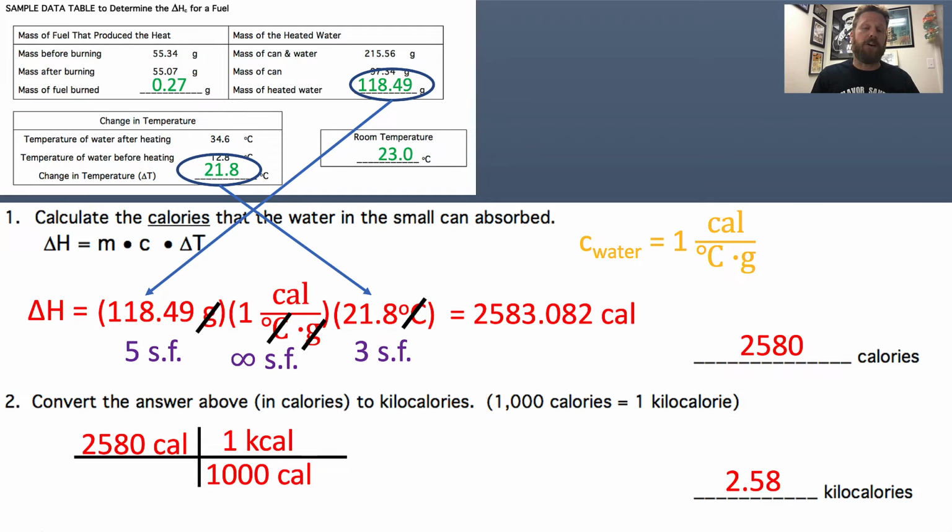Understand what this value means. When 0.27 grams of fuel is burned, 2.58 kilocalories of energy is released. We are not interested in the amount of energy released when burning 0.27 grams. We want the energy released when burning a mole of the fuel. So in our next calculation, we must convert the grams of fuel burned to moles of fuel.